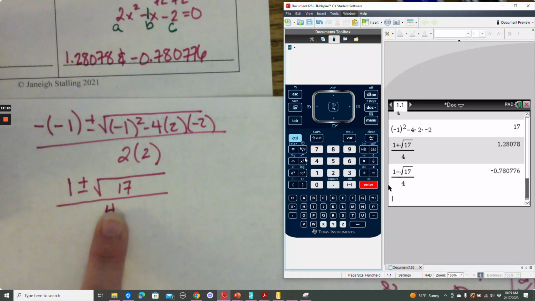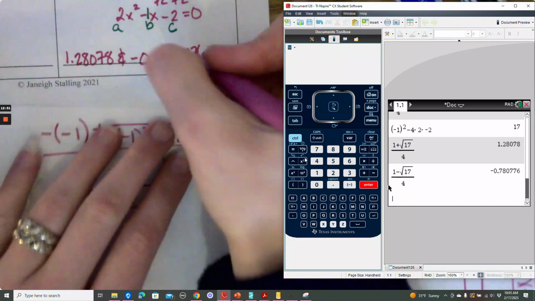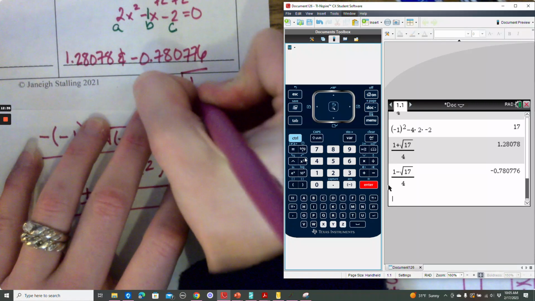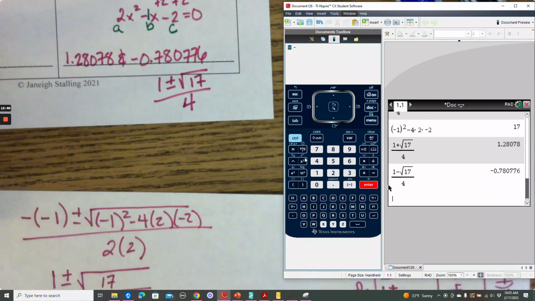This is it. This is as simple as it gets. 17 won't break down. 17's prime. So for this one, if you can get it to this point, you've got the simplest answer. Okay, so if you want to write that one in there as well, 1 plus or minus the square root of 17 over 4. That does it on that one. All right, so that leaves you 4 questions to do.